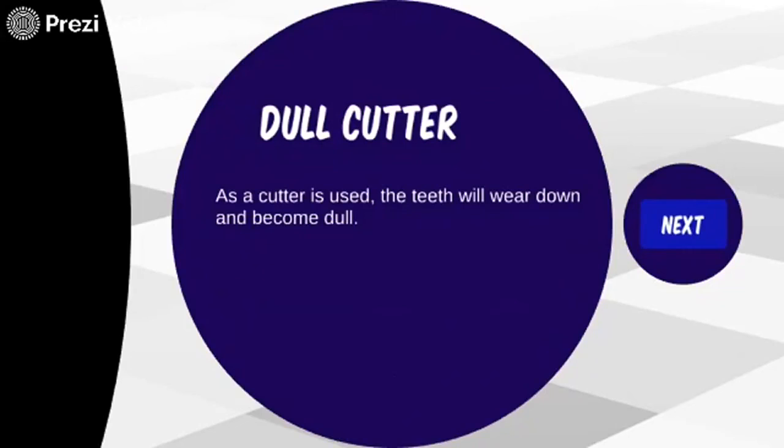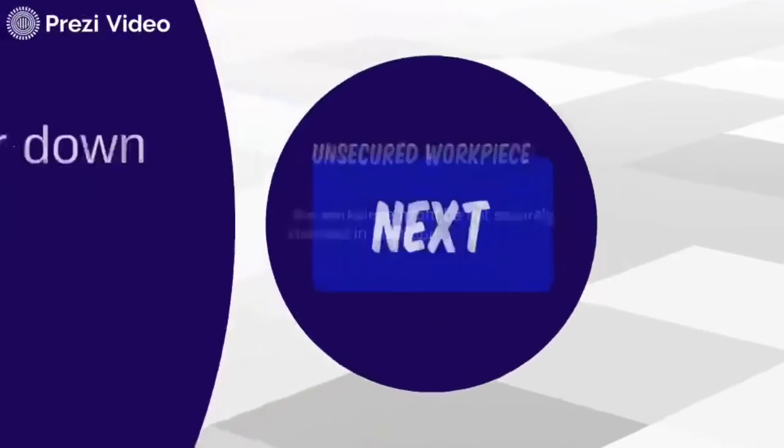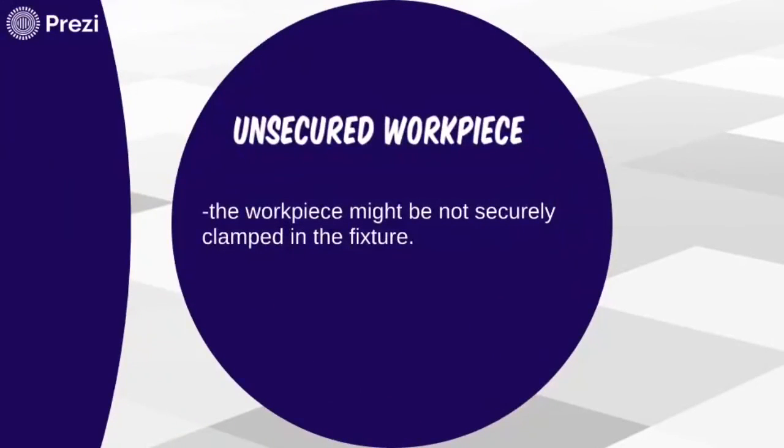Next one is a dull cutter. As a cutter is used, the steel will wear down and become dull. A dull cutter is less capable of making precision cuts. So next, the last is an unsecured workpiece. If the workpiece is not secured properly, the friction of milling may cause it to shift and alter the desired cut. So thank you.